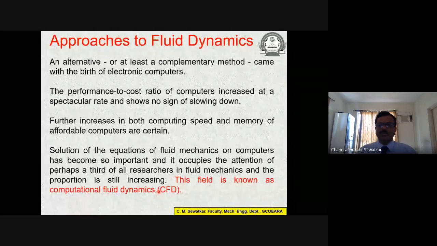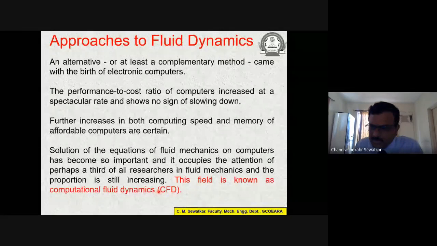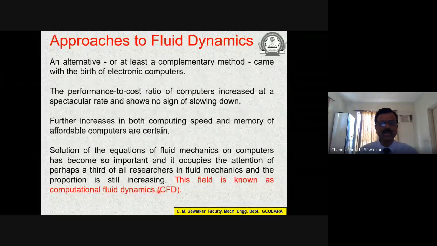The performance to cost ratio of computers has increased at a spectacular rate, and it doesn't show a sign of slowing down even today. Some of you must be watching this particular program on your mobile itself, so you can understand the performance to cost ratio of using computers. Further increases in both computing speed and memory of affordable computers are of course certain in the coming future.